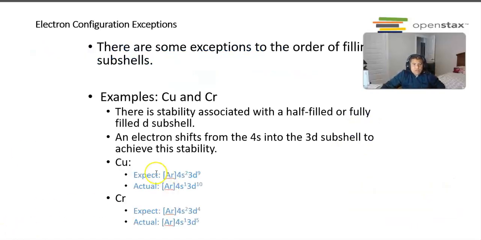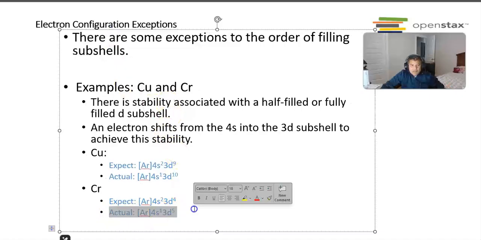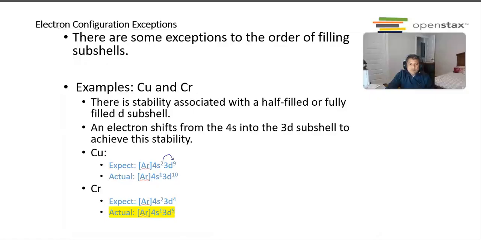Okay, so let's see some examples. Copper and chromium. We already saw chromium, right? This is the actual configuration, because the half filled orbital is more stable than the partially filled. That's why, chromium we already studied. Copper is also the same thing. Argon 4s2 3d9, but 3d9 is what? Partially filled. If you take 1 electron from here, it will become 10. It will be fully filled. That's why fully filled is most stable.